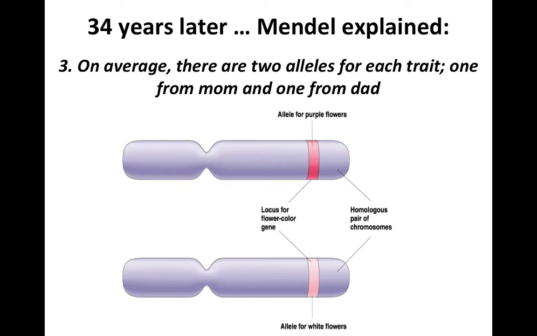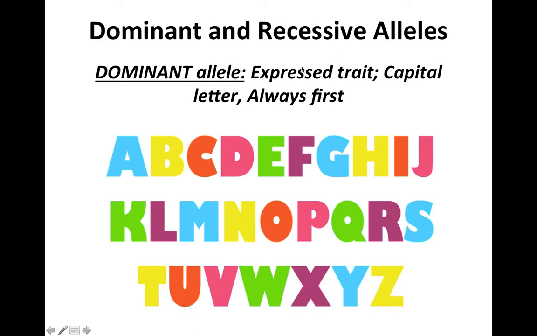We have 2 types of alleles. And your notes are kind of weird here. You can merge them all together. Just write all this down. We can have a dominant allele. I know you learned this in middle school, so some of this should be review. Dominant allele, notice I put it in all caps. The dominant allele is going to be the expressed trait. What I mean by that is what you see.